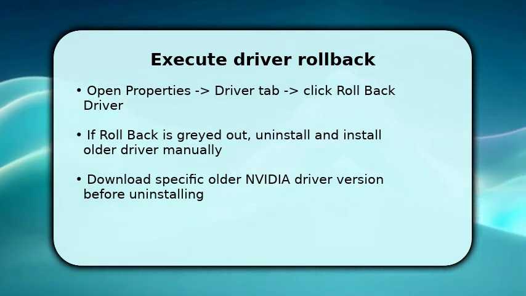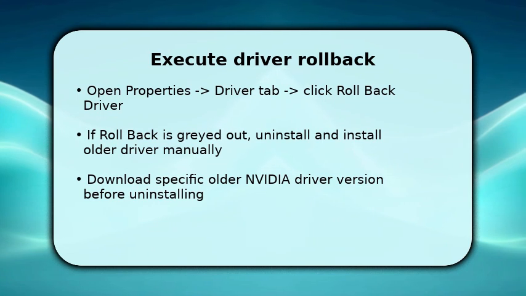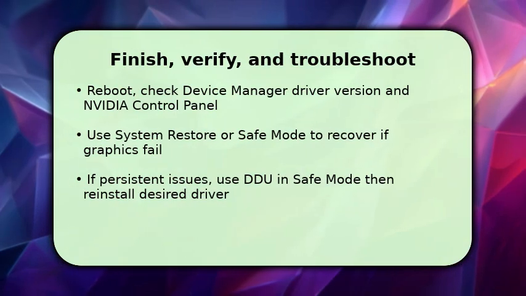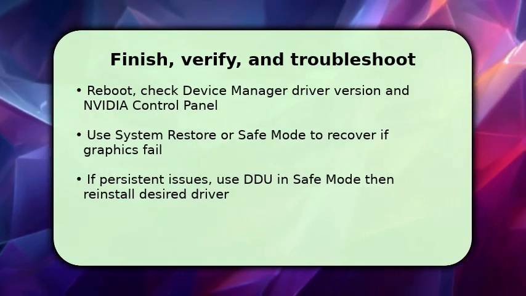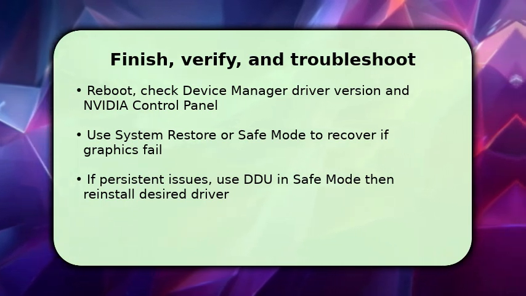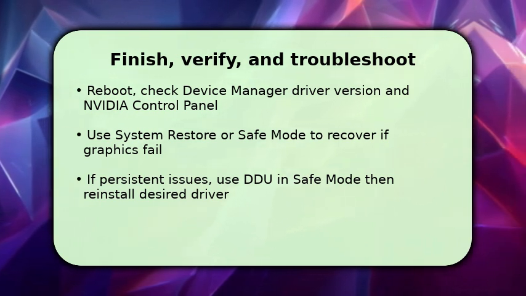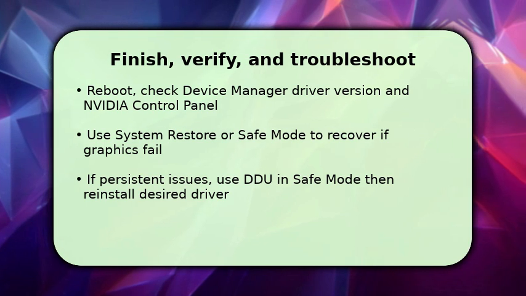Make sure to reboot after the rollback or manual install, so the driver files fully replace the newer version and services. Finish by rebooting and verifying the driver version in Device Manager and Nvidia Control Panel to confirm the revert. If the system fails to display correctly, boot to safe mode and use System Restore to return to the pre-update state, or reinstall the correct driver there.